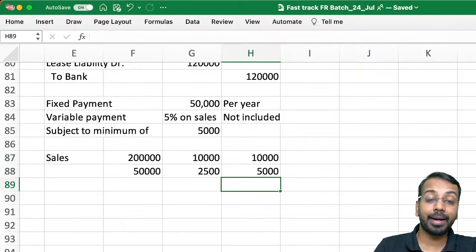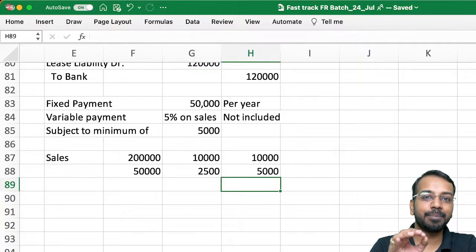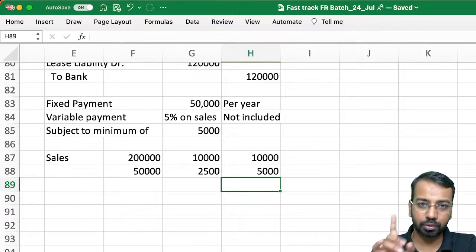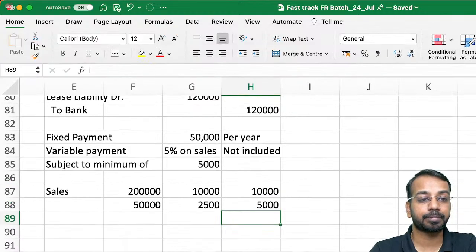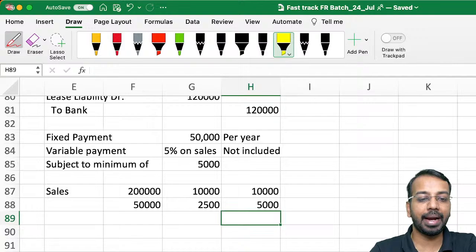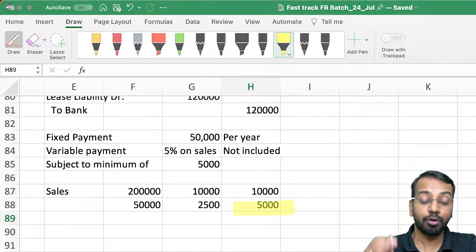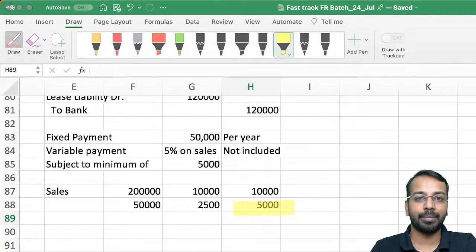So the commitment from the lessee is that at minimum they will pay 5,000 of lease payment as variable payment. So standard rule, variable payment is not included. But something like this, a fixed commitment where you have to mandatorily pay this 5,000, that is called in substance fixed payment, and in substance fixed payments are included in the lease payments. If it is only variable, that is not included.